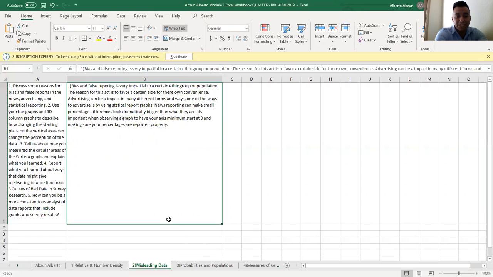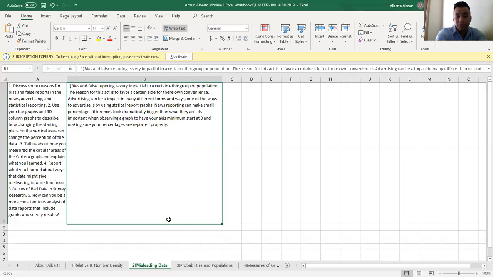Advertising can have an impact in many different forms and ways. One of those ways to advertise is by using statistical report graphs. News reporting can make small percentage differences look dramatically bigger than what they really are. It's important when observing a graph to have your axis minimum start at 0 and make sure your percentages are reported properly. News reporters would put up pictures of graphs and compare both of them, and they would make small numbers look really big, like they had really big differences.